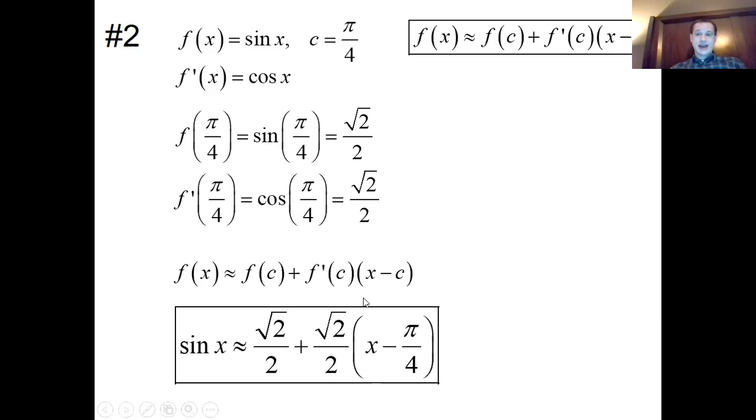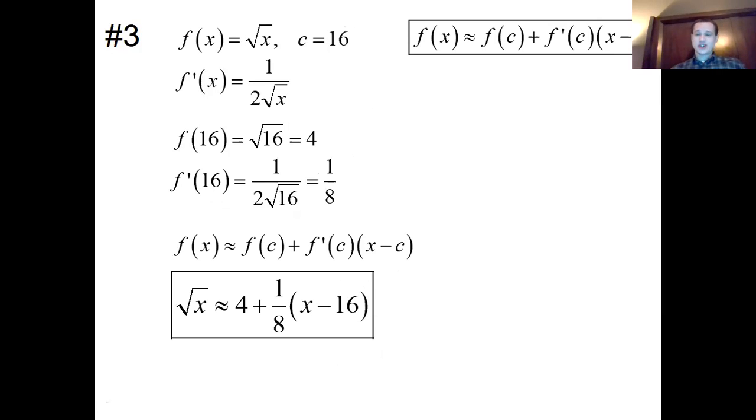So turn to my little handy formula here. The function, which is sine, is approximately equal to the value of the function at that point, square root of 2 over 2, plus the slope there, square root of 2 over 2, times the quantity x minus whatever we were centering it around, which is pi over 4. So there's my linear approximation for sine. Again, as long as I don't stray too far away from my center, pi over 4, this little linear approximation on the right is a very good estimate of what sine is around pi over 4.